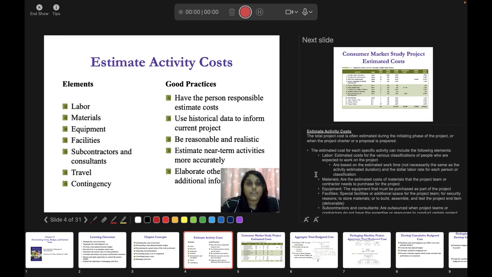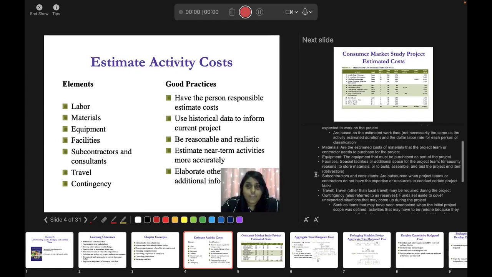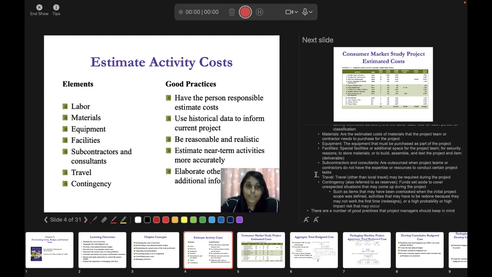So when you speak about the cost that is going to be incurred in that particular project, it is about activity cost, right? You have your labors, you have your materials, you have your equipments, you have your facilities, your subcontractors and consultant, travel and contingency. Okay, all this is something that is going to happen in a short period of time, and once it is done, you will automatically close down the project, and you will move to the next one. So labor is all your staffs, right?